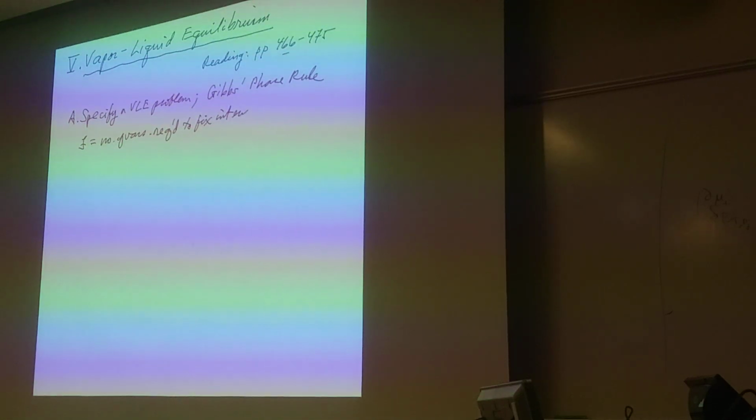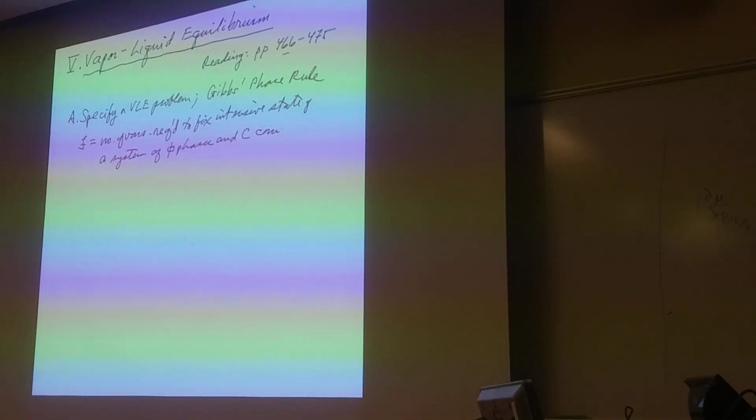So our task is we want to find what we call F here, capital script F, and that's equal to the number of variables required to fix the intensive state of a system of P phases and C components. And we get at that by considering the phases as separate entities.